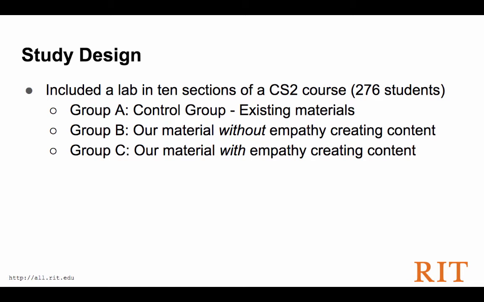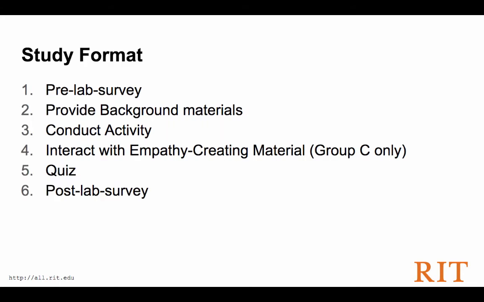Most of the students, about 90%, were computer science students, software engineering students, or other computing-focused students, and about 10% were non-predominant computing majors. And there were 3 groups that were used in our study design. The first group was our control group, and these students used existing educational accessibility materials. Group B used our material without any empathy creating content, and Group C used our material with empathy creating content. So the study format included participants conducting a pre-lab survey. They conducted the activity. Group C interacted with empathy creating material. There was a concluding quiz and a post-lab survey to provide information for our analysis.